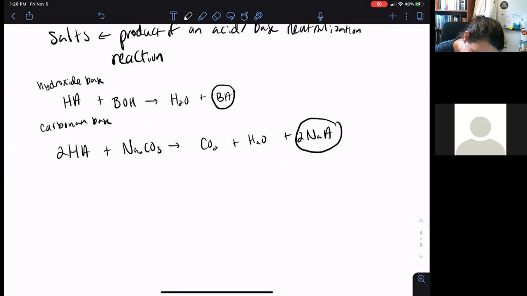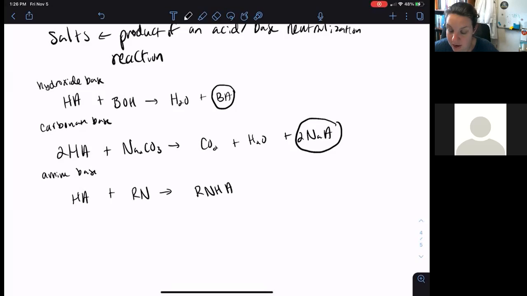Then we also have an amine base. So we have our acid and then our amine base. And what happens is we produce, in this case, a Lewis adduct, but this is still a salt. So it's salt, salt, salt.